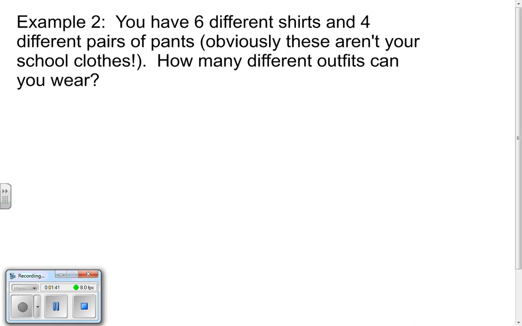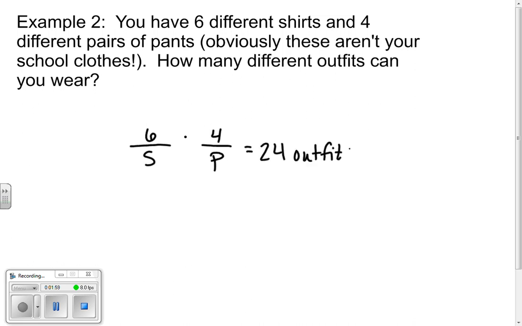So when I talk about the fundamental counting principle being used for categories or choices, you have choices here. You have a choice for shirts and you have a choice for pants. If you read back through, there are 6 different shirts and 4 different pants. Fundamental counting principle says multiply them together. You would have 24 outfits total.